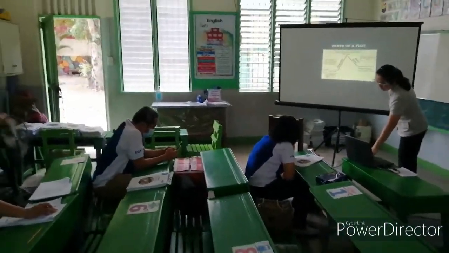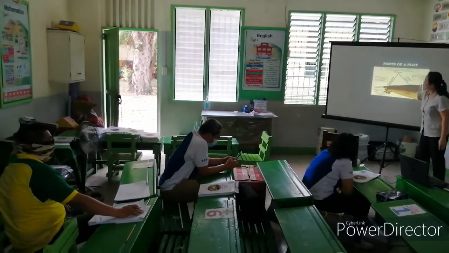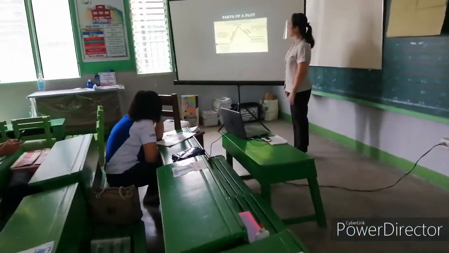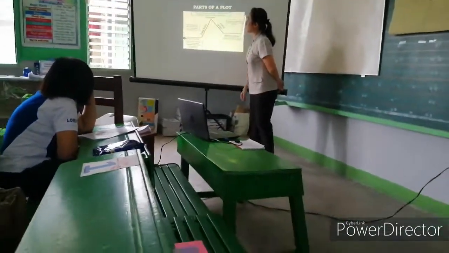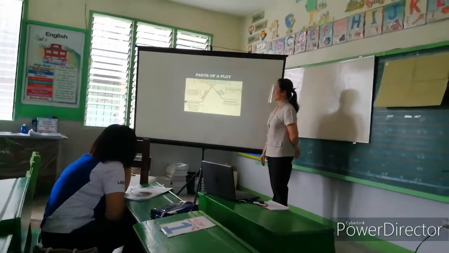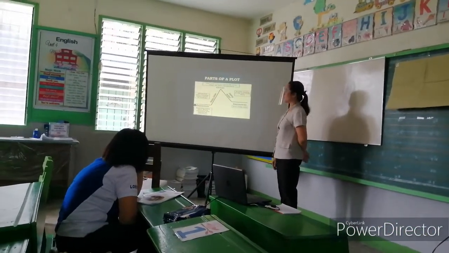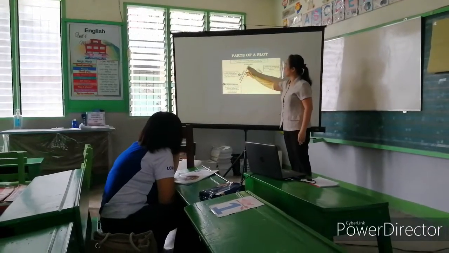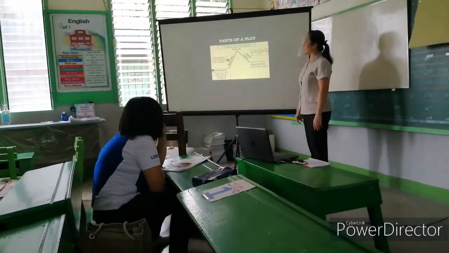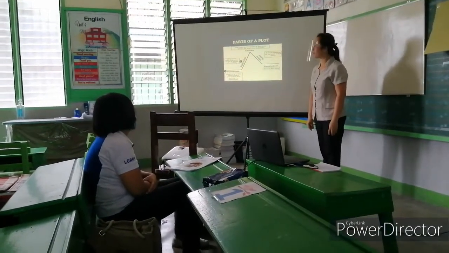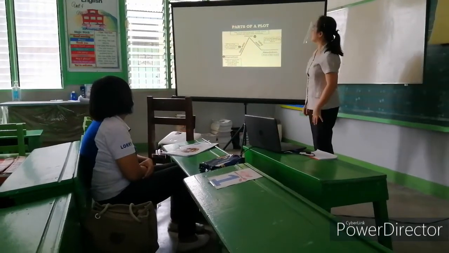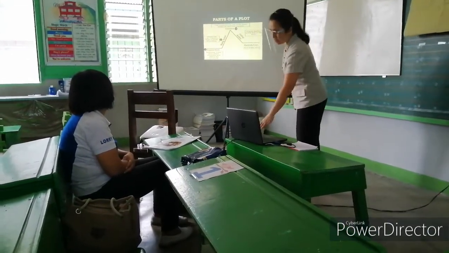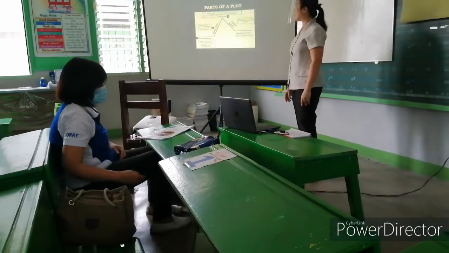So first, the first part of the plot, as you can see on the horizontal line, is the exposition. When we say exposition, it means the beginning of the story where characters and setting are introduced. And then second, it is the rising action, the line going up to the climax. Rising action is where the main character faces a series of conflicts. And then the third one, we have the climax, the most exciting part of the story where we learn the outcome. So the climax is the middle part of the story.